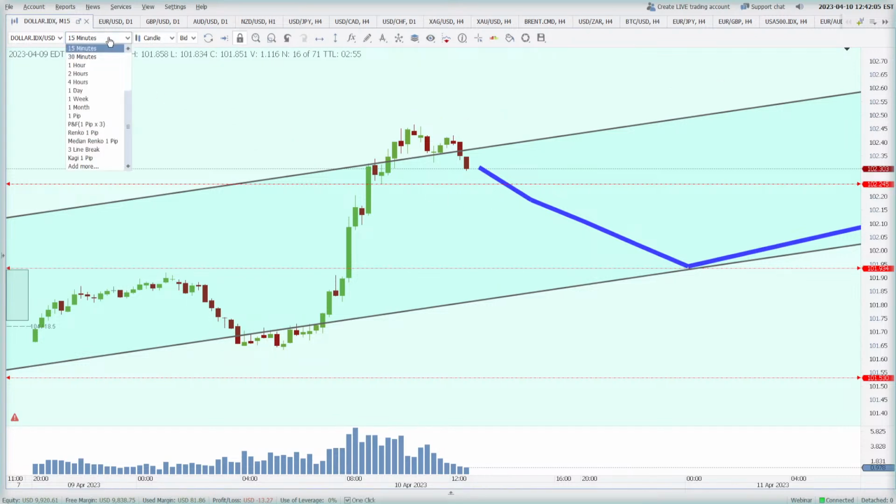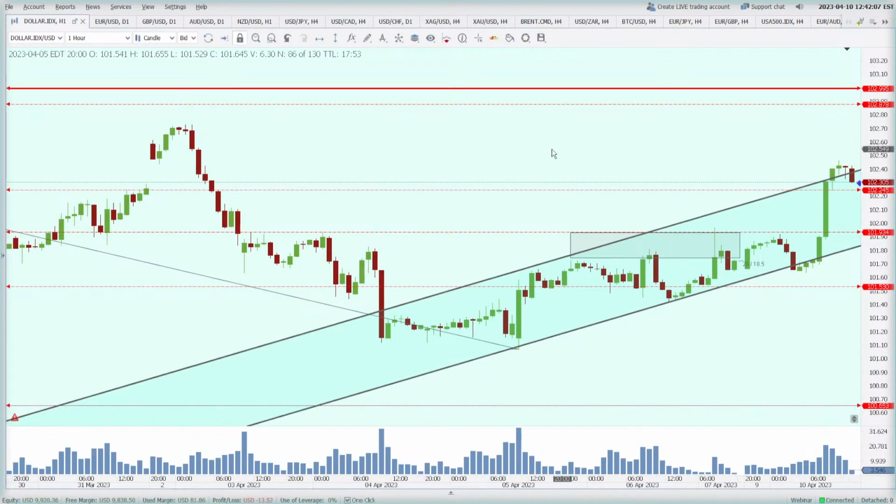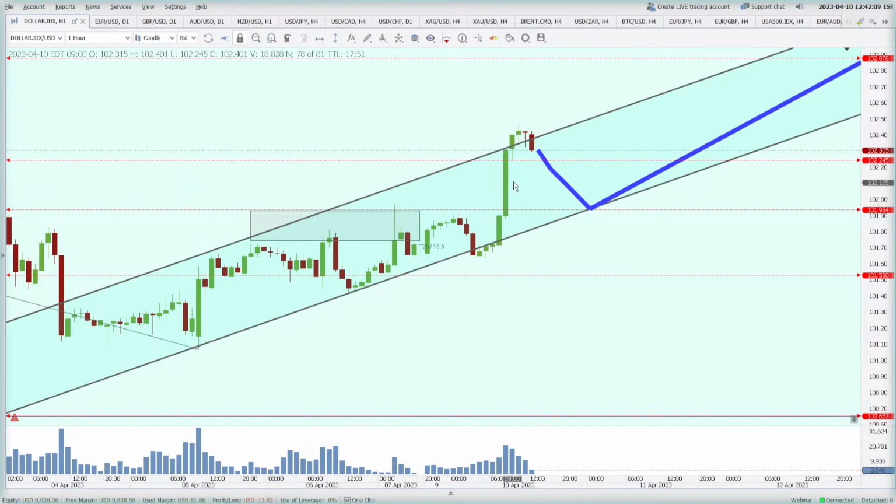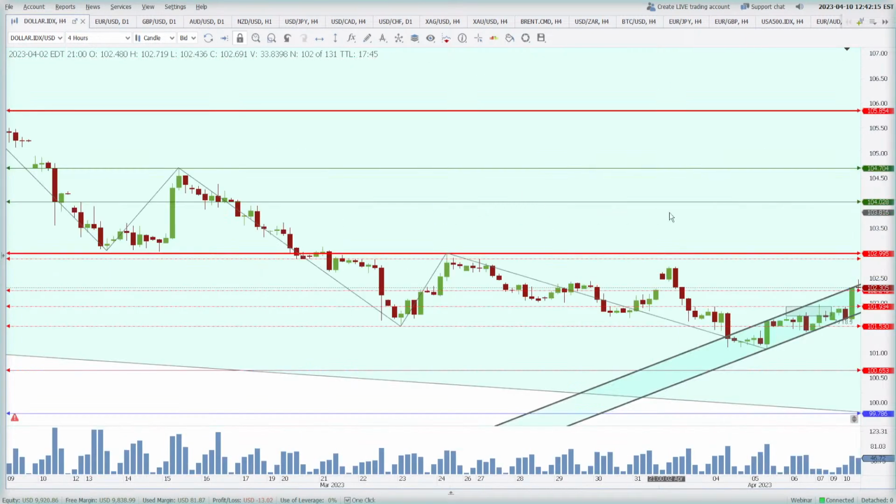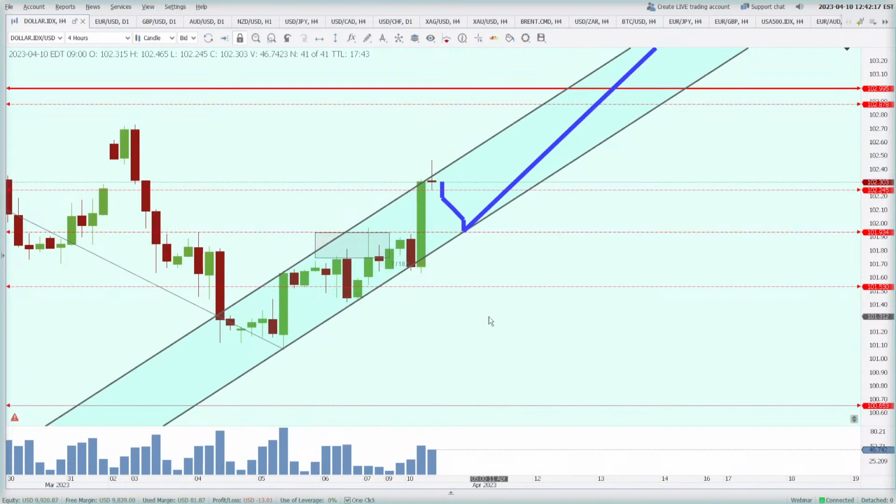This is the 15-minute chart. On 1 hour, the price is trending up. So if the price fails to breach this low here, it will keep going up. Now on the 4 hour also, I think if you have some swing low here, actually this will become your valid swing low.